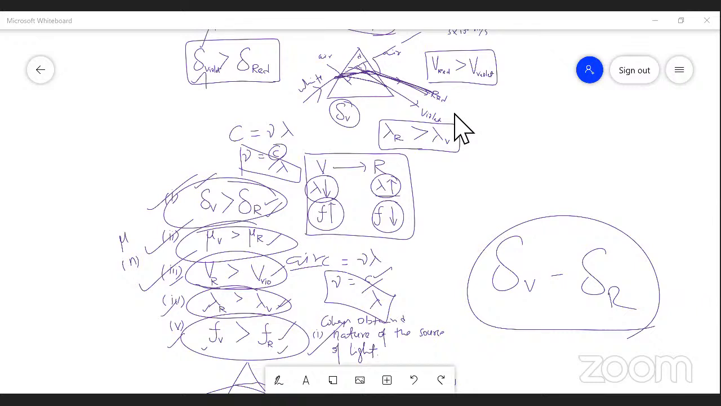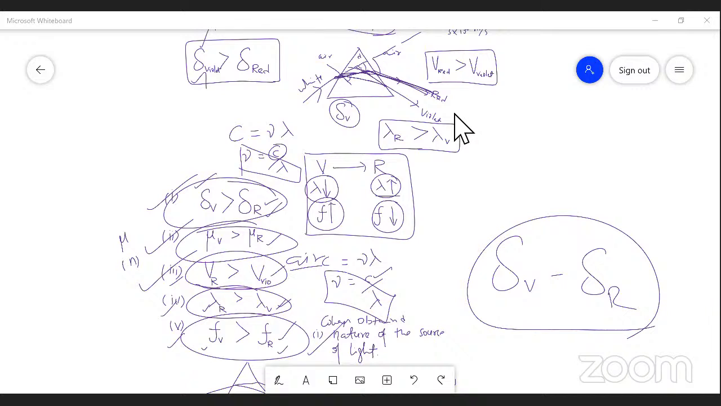Okay. Which color has maximum velocity in a medium? Red color. Very good. Minimum wavelength? Violet color. Maximum frequency? Violet color. Maximum wavelength? Red color. Minimum frequency? Red color. Angle of refraction is minimum for? Violet color. Very good. Angle of refraction is maximum for?